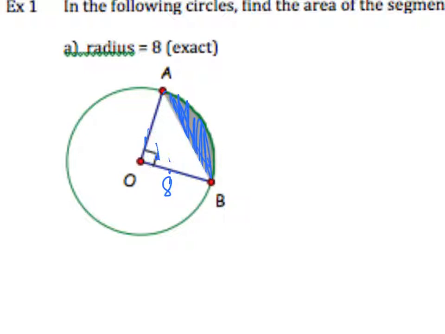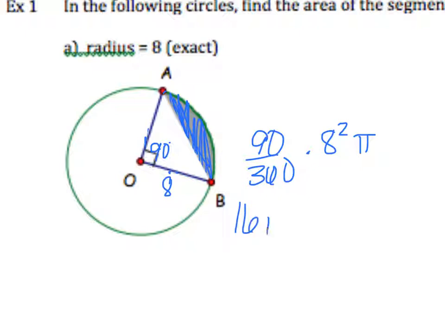Okay, so here's my plan. Area of a sector. So this 90-degree angle tells me that I want 90 out of 360 times the radius squared times pi. So I'm going to take 90 divided by 360 times 8 squared. And I get exactly 16, so I don't have to turn it into a fraction. So 16 pi equals the area of the sector.